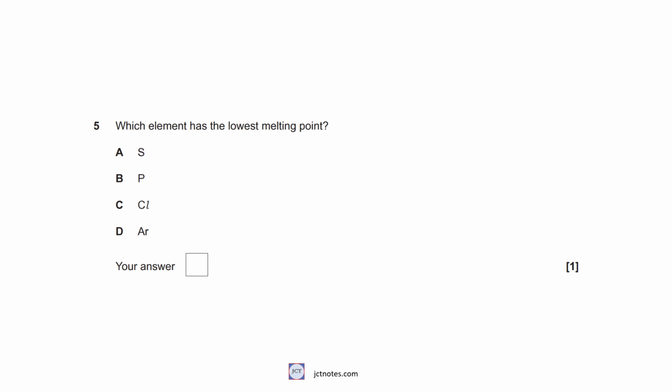In question 5, we are asked which of the following elements have the lowest melting point: sulfur, phosphorus, chlorine, or argon. As argon is a noble gas, it is going to have the lowest melting point of these elements. The answer is therefore D.